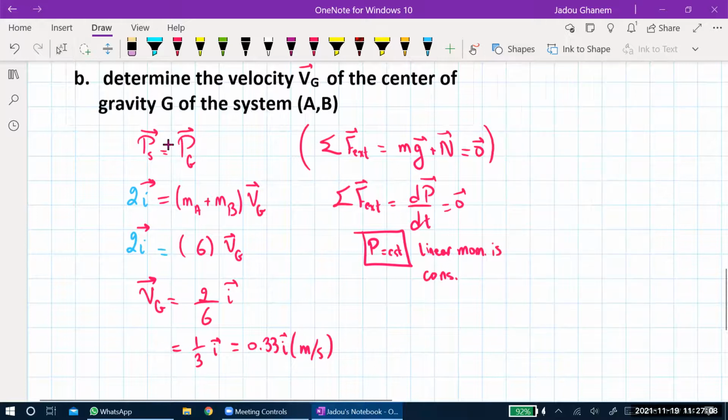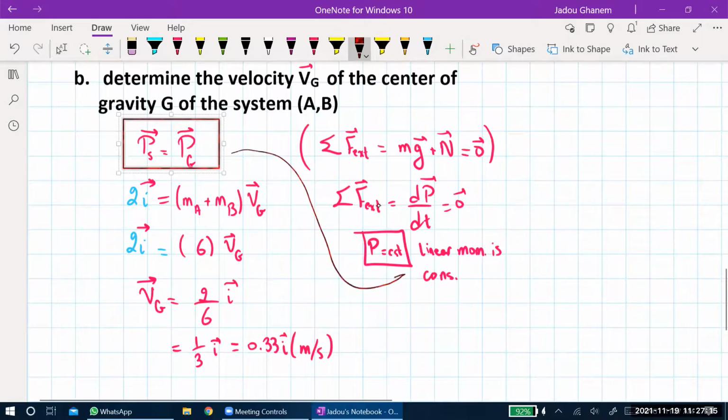How can we know that PS equals PG? Since the linear momentum is conserved, so P will be equal constant always and always. Okay, so since P is conserved or linear momentum is conserved, so P of the system equals PG equals P initially before collision equals P finally after collision.